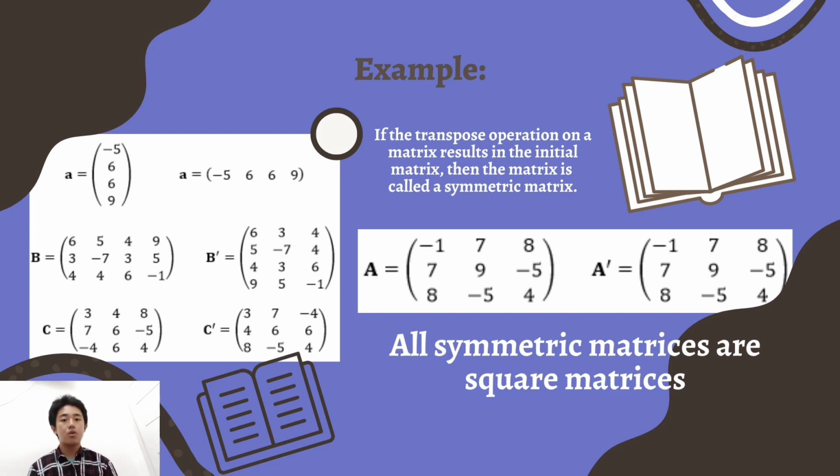And to make it more clear, we're going to look at another example, that is B matrix with more numbers. There's 6, 5, 4, 9, 3, negative 7, 3, 5, 4, 4, 6, negative 1. So what we're going to do is transpose it. If we see here, there's 3 rows and 4 columns. But when we change it, there's going to be 4 rows and 3 columns. So let's state that the first row is 6, 5, 4, and 9. The second row is 3, negative 7, 3, and 5. The third row is 4, 4, 6, and negative 1.